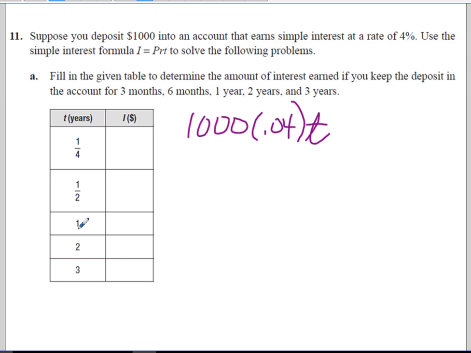If you notice the table, they already did that. 3 months they changed to 1/4 of a year. 6 months is a half a year, and then 1, 2, and 3 years. So we just start plugging in the values. One thing that's nice to do is, since everything's going to be multiplied by 1,000 times 0.04, we can simplify it and say that we're doing 40 times t. So 40 times 1/4 would give us 10. Half of 40 would be 20. 1 times 40 is 40. 2 times 40 would be 80, and 3 times 40 would be 120.